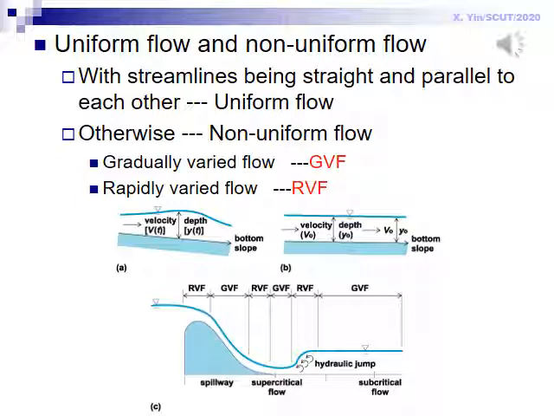Gradually varied flow is close to uniform flow. Hence, we usually use some properties of uniform flow to approximate it. For example, pressure characteristics. But rapidly varied flow is far from uniform flow. It is often accompanied by discontinuity, inertial force, or complex phenomena. It is typically shown with dramatic change of streamlines, either strongly convergent, divergent, or bending.